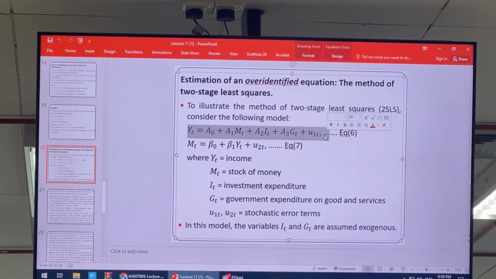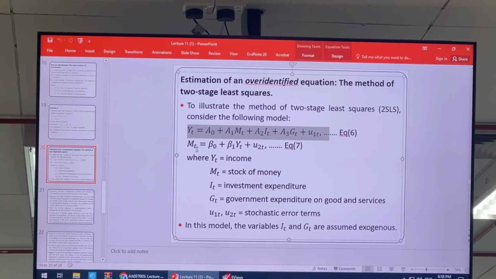In total, the variables we have in the system are Y, M, I, G. The first equation has all of them, so there are 0 variables excluded from the first equation. So K equal to 0 is less than M minus 1, 0 less than 1. So it is under-identified, and we cannot get estimates. The first equation cannot be estimated. It is impossible to get estimates of A0, A1, A2, A3.